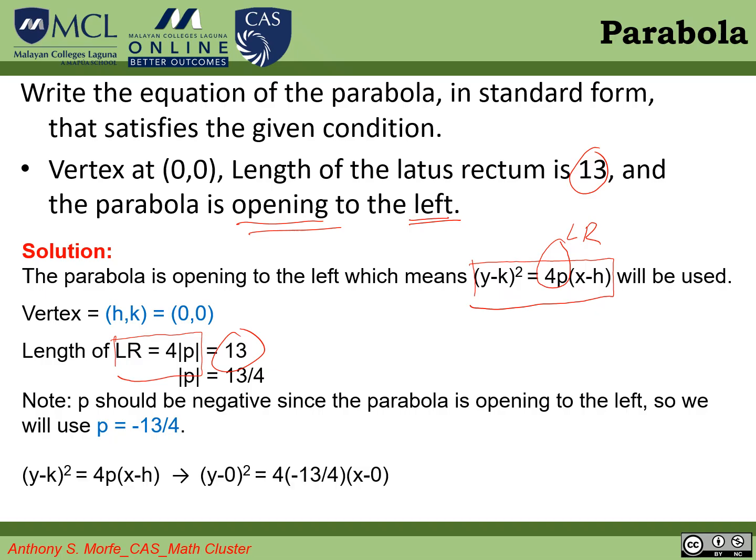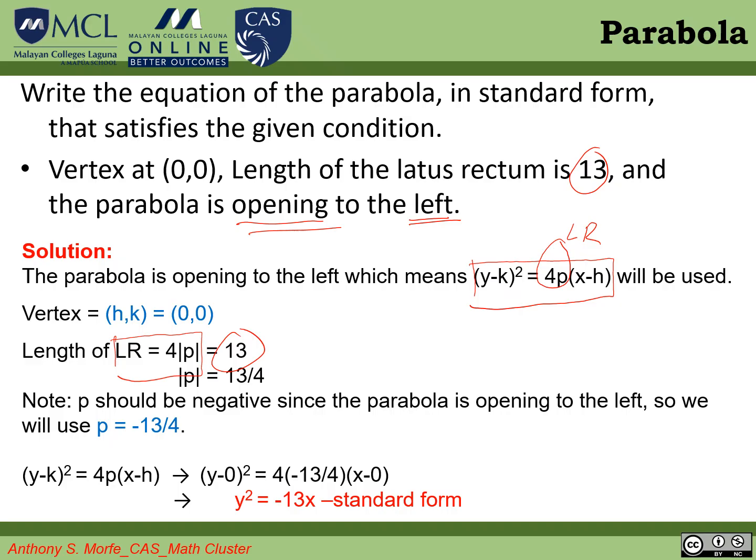Okay, so using the formula, substitute the given initial information. So y minus k, where h, k is equal to (0, 0), is equal to 4 times the latus rectum, negative 13 over 4, times the quantity x minus h, where h is equal to 0 also. Okay, and then we get this result.